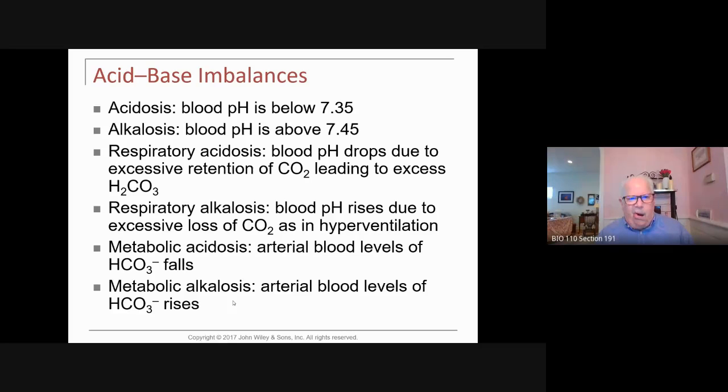Now, let's go to the hardest one. The hardest one is metabolic acidosis. Metabolic acidosis occurs when there's too much non-volatile acids in your blood, and is usually caused by a number of diseases that goes untreated or poorly treated.